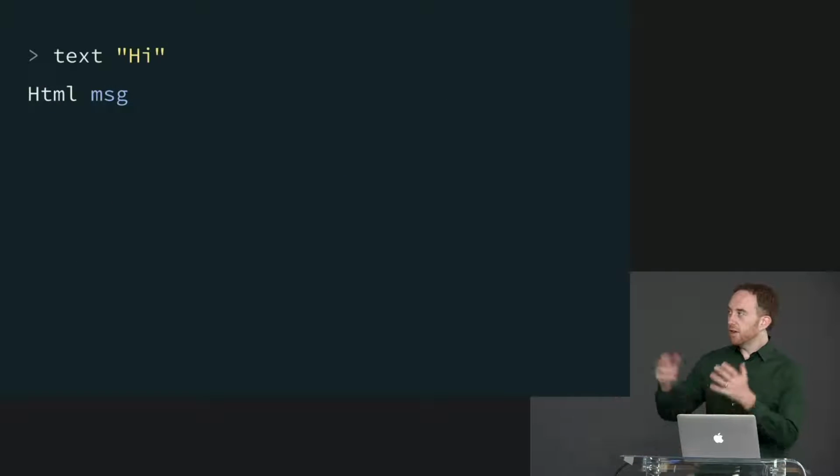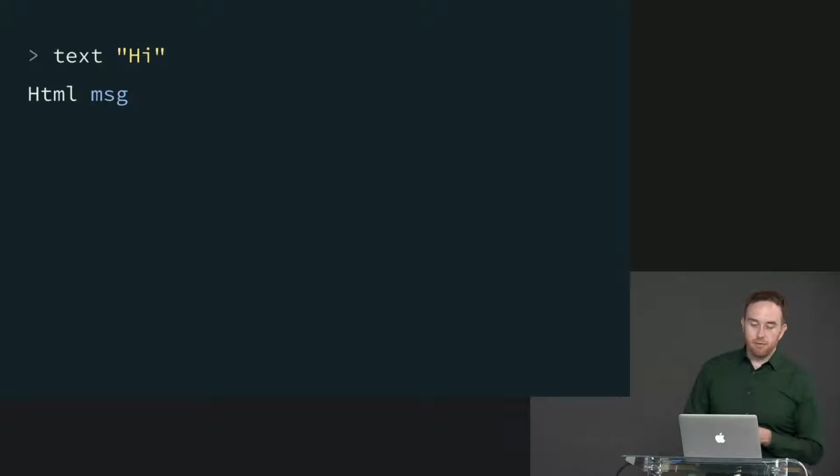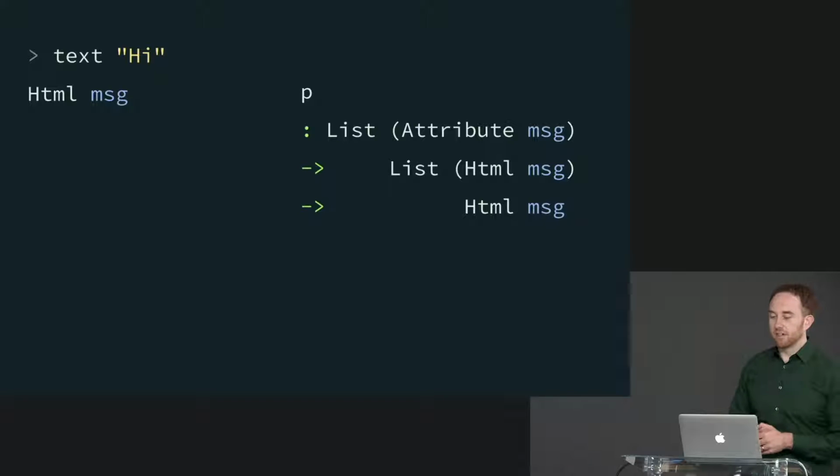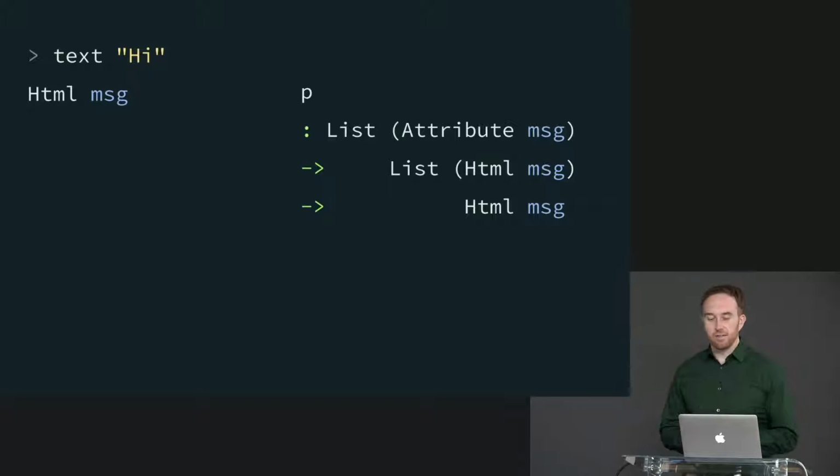Okay, so here's a motivating use case for why we might choose one of these three things. Let's say I'm at my REPL and I put in html.text hi, and it says, okay, that's HTML message with an unbound type variable. No big deal. Here's another HTML function. This is the paragraph tag. It takes a list of attributes and a list of HTML, and returns a list of HTML. And they all share a common message type variable there.